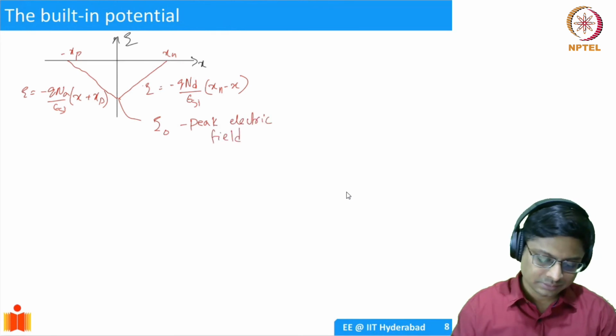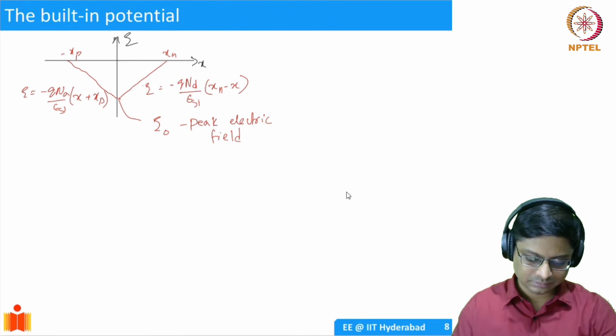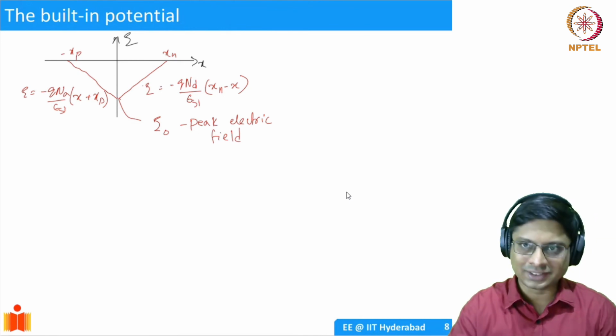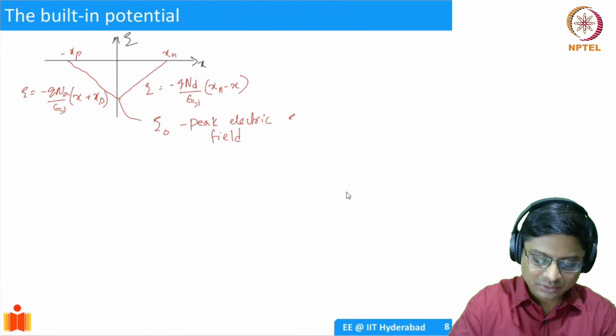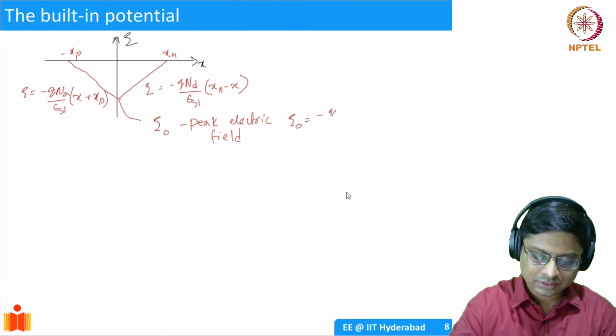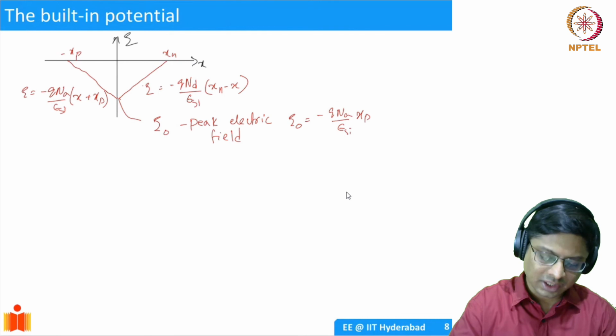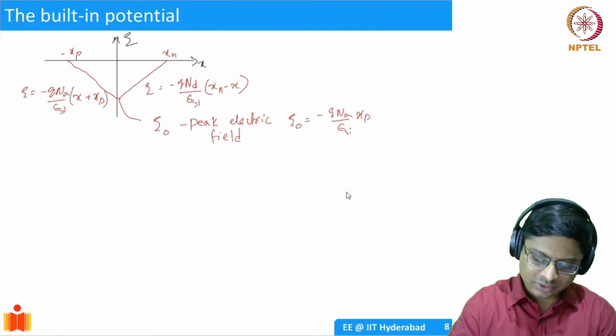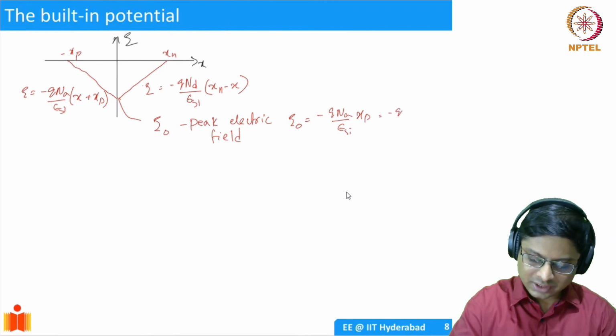How much is that? I mean, it should be on either of the equations you can take. E0 equals minus Q NA xp divided by epsilon silicon at x equal to 0. So it should be xp, or rather, yeah, xp. That should be equal to minus Q ND xn divided by epsilon silicon.